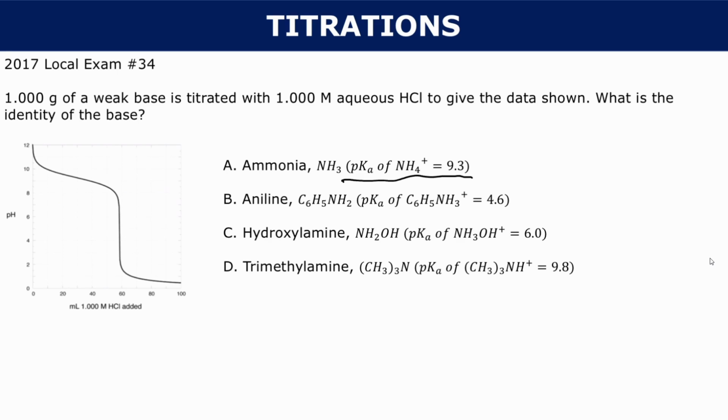The equivalence point is right here, and you can see that it's at 60 mL of hydrochloric acid added. The half equivalence point is half of that, so at 30 mL of hydrochloric acid solution added. What is the pH at 30 mL? It's around here, which is like 9.2, 9.3-ish. But remember, the pH at the half equivalence point is going to equal the pKa. So our pKa here is 9.3-ish. The only answer choice that shows that is ammonia, which matches up with what we see in the titration curve.